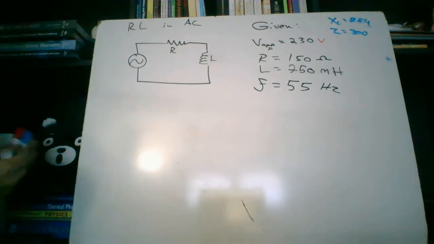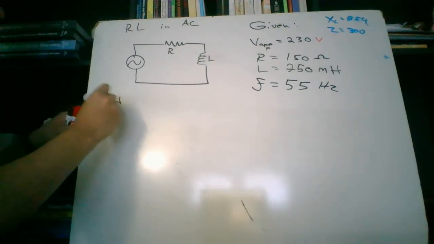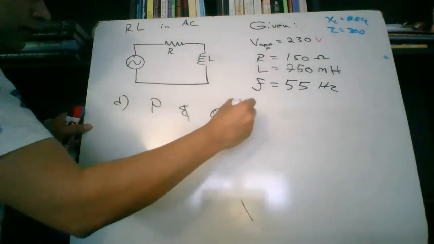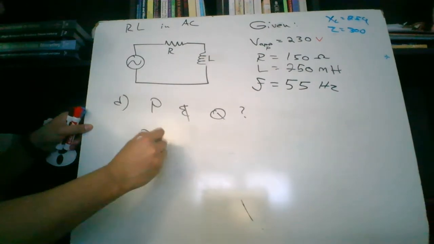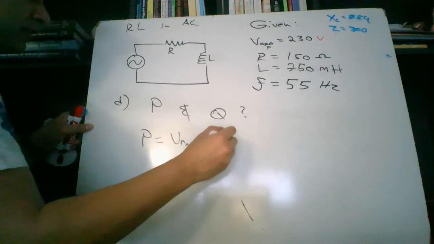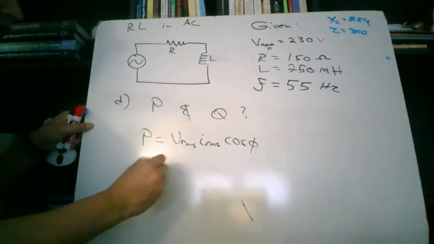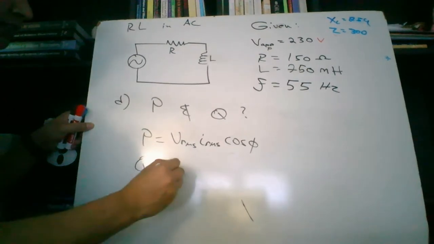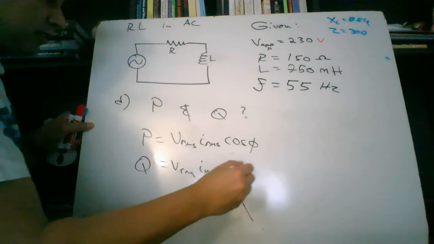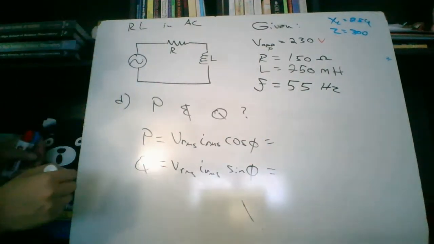The real power, what letter are we on? D? So the real power and the reactive power. The real power is just VRMS times IRMS times the power factor, cosine phi. The reactive power is VRMS times IRMS times sine phi, and we will get, did you beat me to it yet?